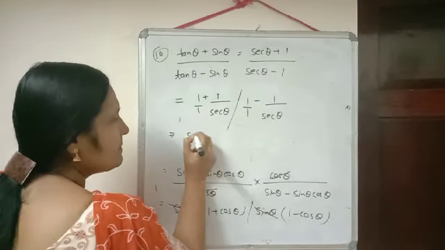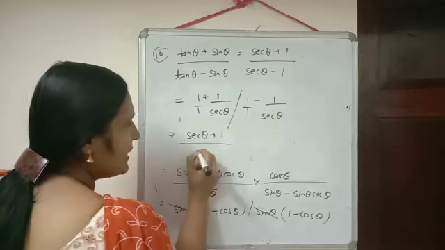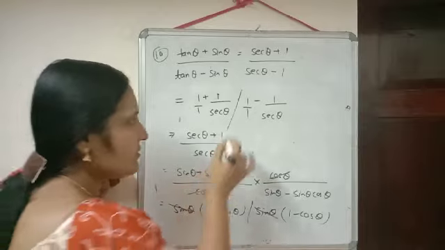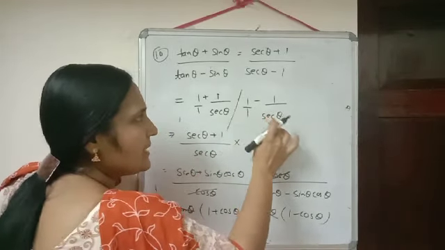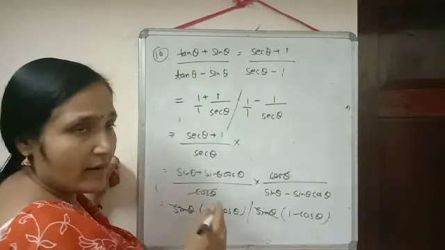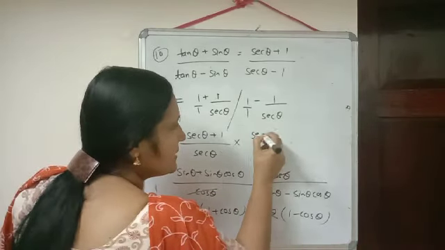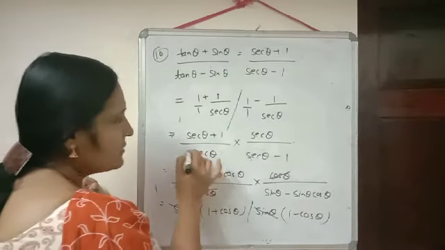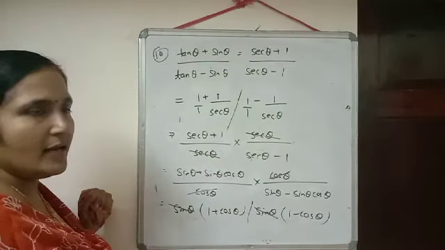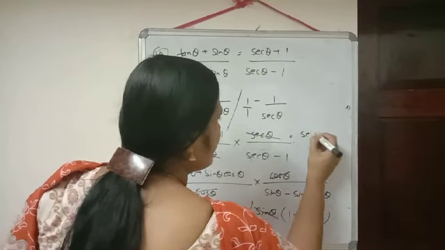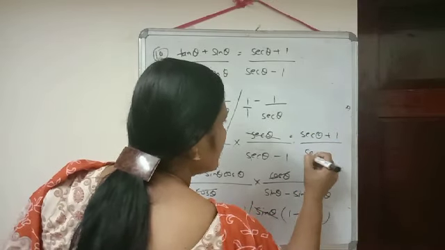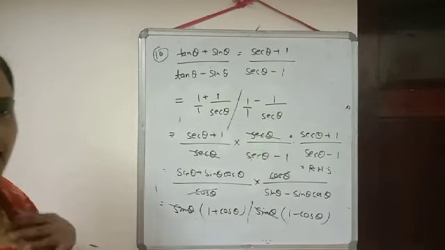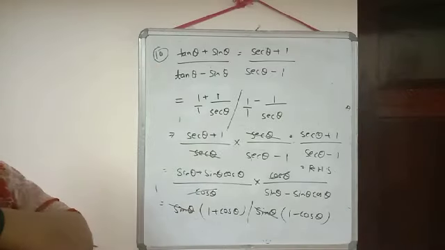Then we will get here (sec theta plus 1) by sec theta. Now after doing the cross multiplication I am changing the sign also. Then into cross multiplication will come (sec theta minus 1) by sec theta. So sec theta will come in the denominator by sec theta minus 1. So sec theta and sec theta will get cancelled. Remaining is (sec theta plus 1) by (sec theta minus 1), which is equal to our right hand side. So in this way we proved the question.